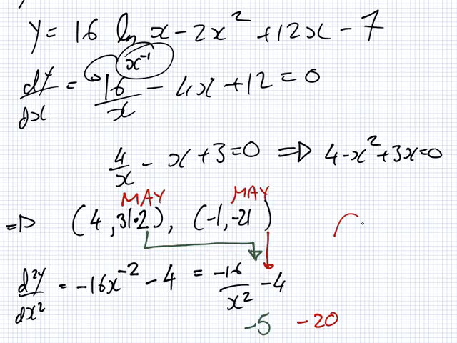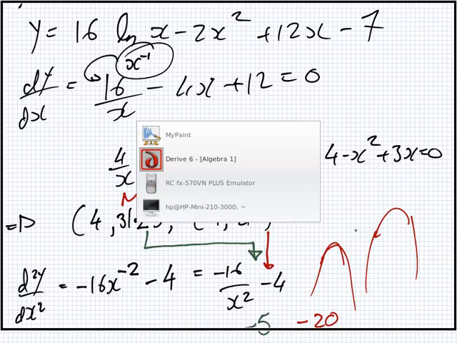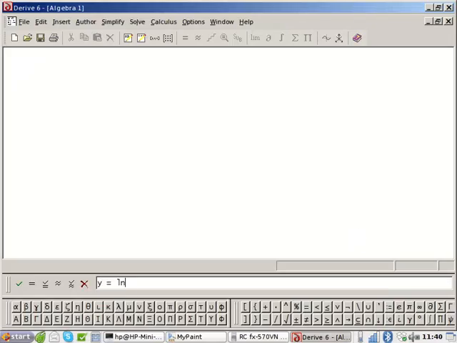So on the graph, they look like this. Well, actually, this one is quite low and this one is quite high. So the graph should look something like this, I think. Can a graph have a variable maximum point? Like, can it have different maximum points? Yeah. The problem with the word maximum is it needs an adjective, which we'll talk about in a moment. So, let me just graph this. What was the original? y equals 16 log x minus 2x squared plus 12x minus 7.